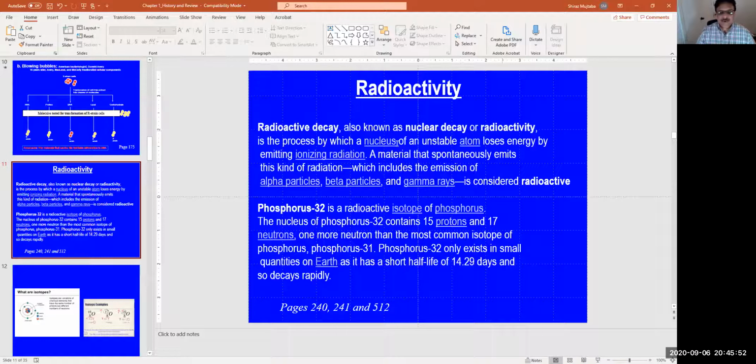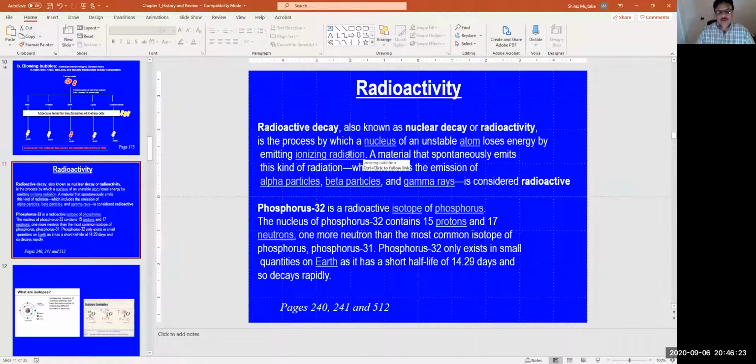Nuclear decay, or radioactivity, is the process in which the nucleus of an unstable atom loses energy by emitting ionizing radiations. These atoms are a little bit unstable because they carry an extra particle, and because of that instability, they can release energy, and that energy can be trapped to understand various biological processes, right?